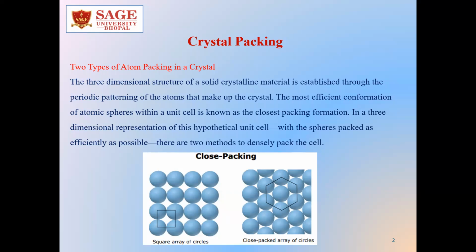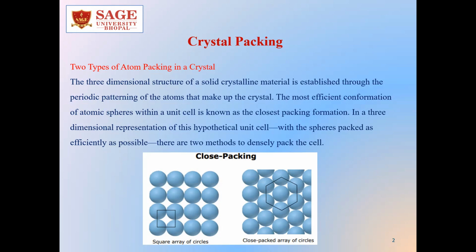The three-dimensional structure of a solid crystalline material is established through the periodic patterning of the atoms that make up the crystal. The most efficient conformation of atomic spheres within a unit cell is known as the closest packing formation. In a three-dimensional representation of this hypothetical unit cell with the spheres packed as efficiently as possible, there are two methods to densely pack the cell.